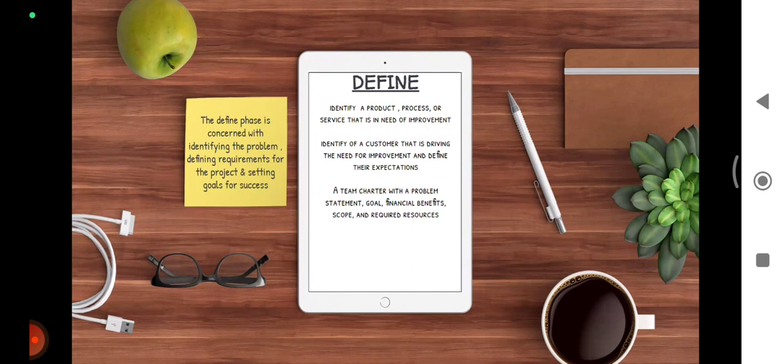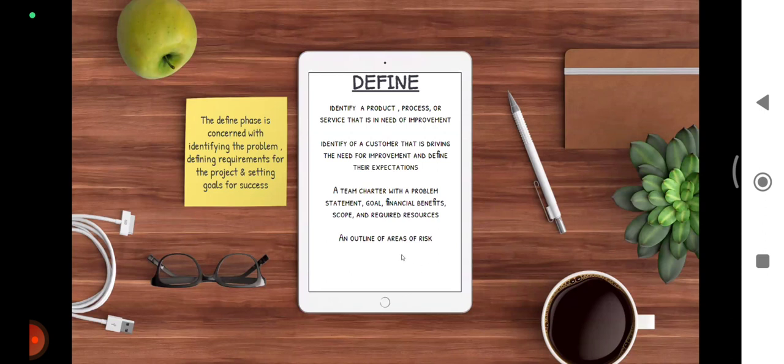So you have to create what you call a team charter. This is going to have a problem statement clearly stating what, how, and when something is wrong about the service, the product, or the process, okay? And then what you also need to do here, you set the goal, financial benefits, scope, and also the required resources.